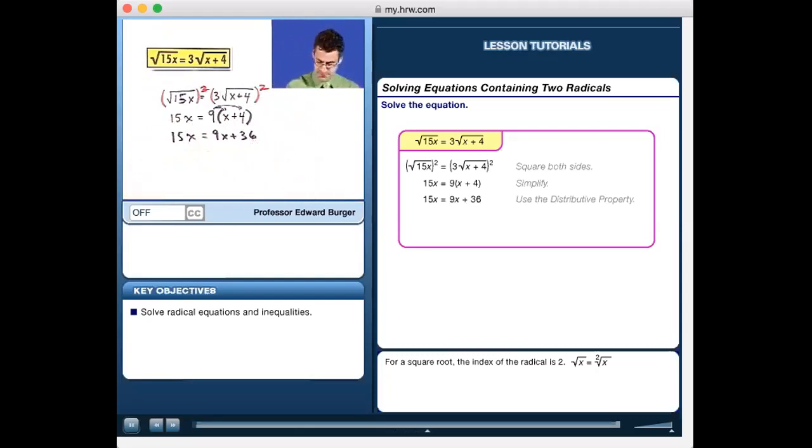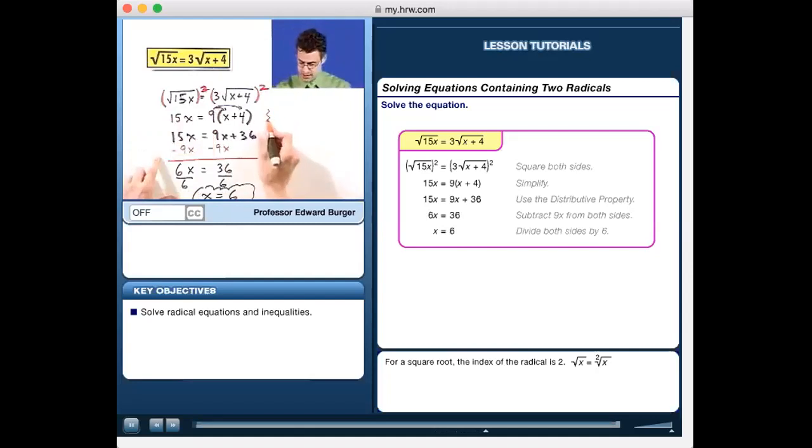I can subtract 9x from both sides. And when I do that, what do I have here? 15x minus 9x is 6x equals 36. And so if I divide both sides by 6, I see x equals 6. Am I done? Absolutely not. I've squared. I've got to check my answer. So check.